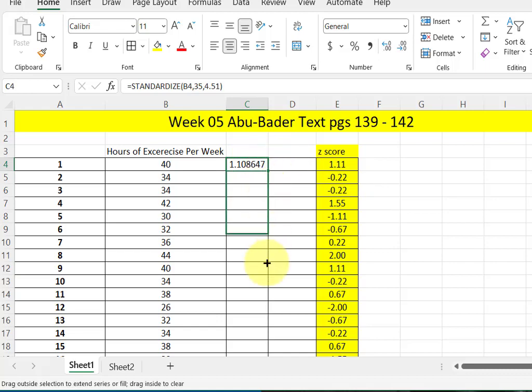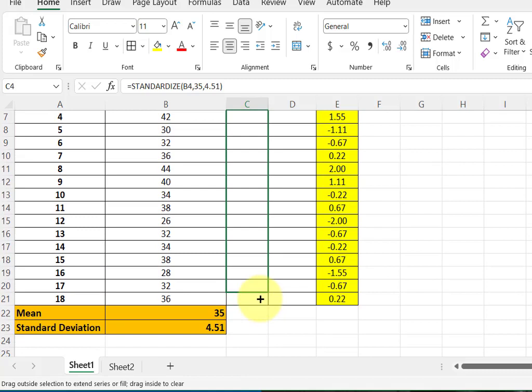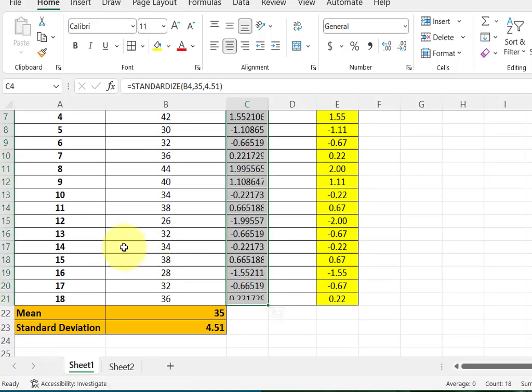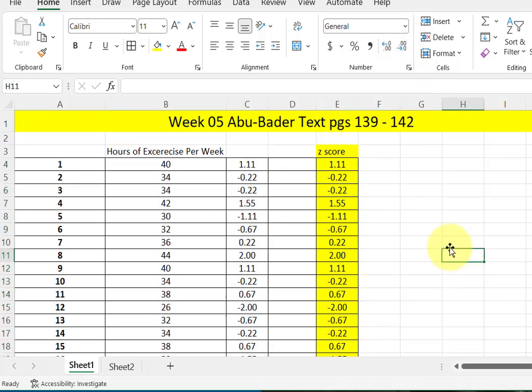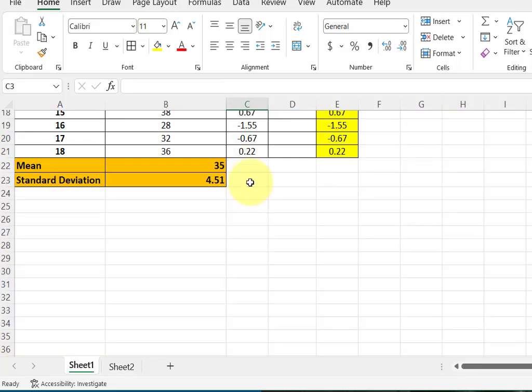Boom. And then we click bottom right till we get that black cross. We click and drag. And what it's doing is it's dragging the formula. So it knows to change cells. Isn't that amazing? So now, again, we don't want 6 place values. We just want a couple. And they should be the same. So these are z-scores from Excel.